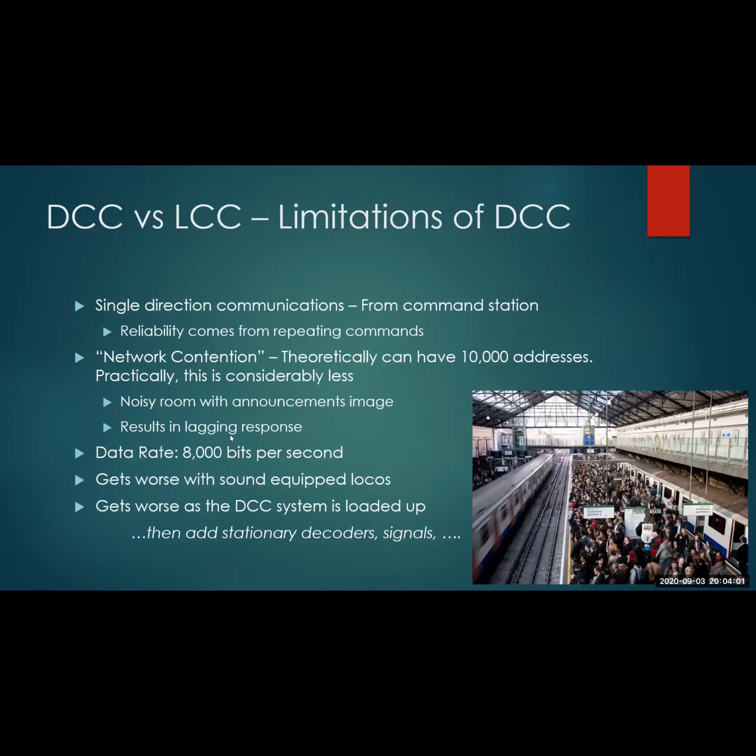Okay. So what is the difference between DCC and LCC? Why would there be some limitations on DCC? First of all, DCC is really a single direction communication from the command station, right? You get your throttle, you send the signal out to the locomotives, and it goes one way, and the trains respond to that. That's great. But it's one directional. The locomotives never talk back. And I know Digitrax was talking about transponding, but that really never took off, and it's really not designed for that. The other thing is the reliability comes from repeating commands.